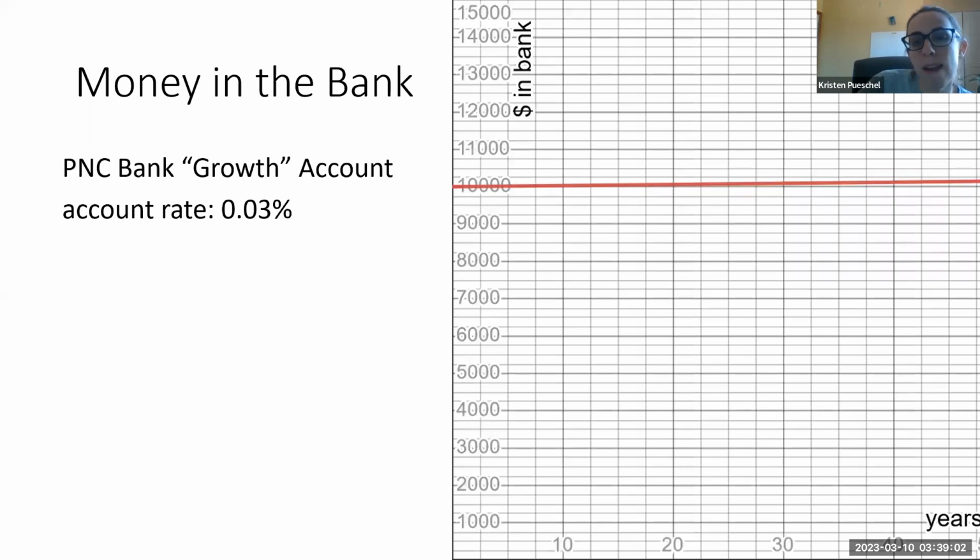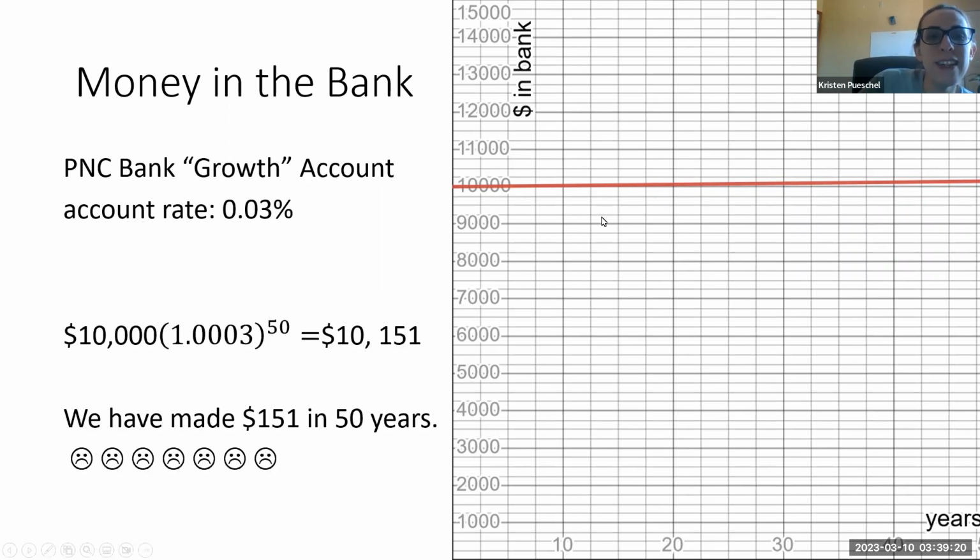All right, and here is our plot. We have $10,000. This is our initial amount. We have the years on our x-axis. So it hasn't grown a lot. Okay. If we give this to our calculator, it will give us this rather disappointing number of $10,151. Okay. So at this growth rate, our function is increasing, but very, very slowly. We have made $151 in 50 years.